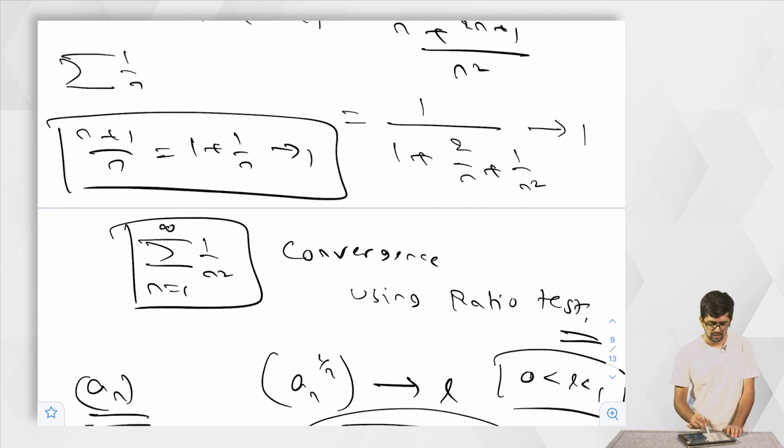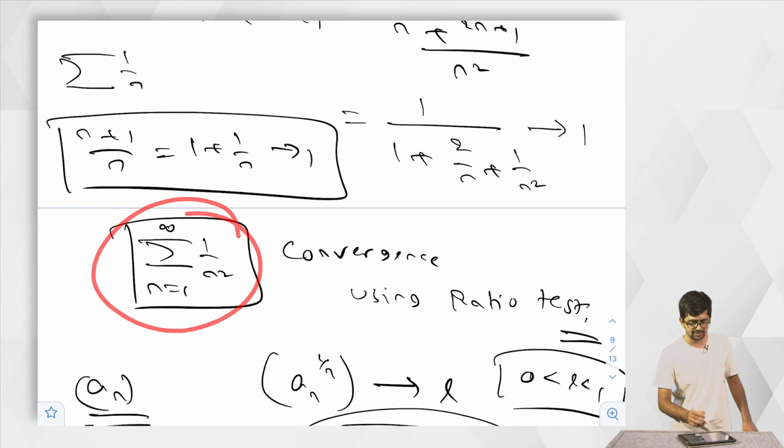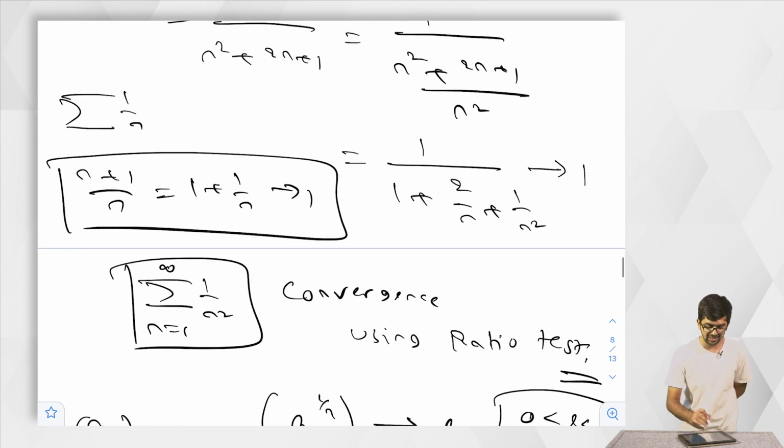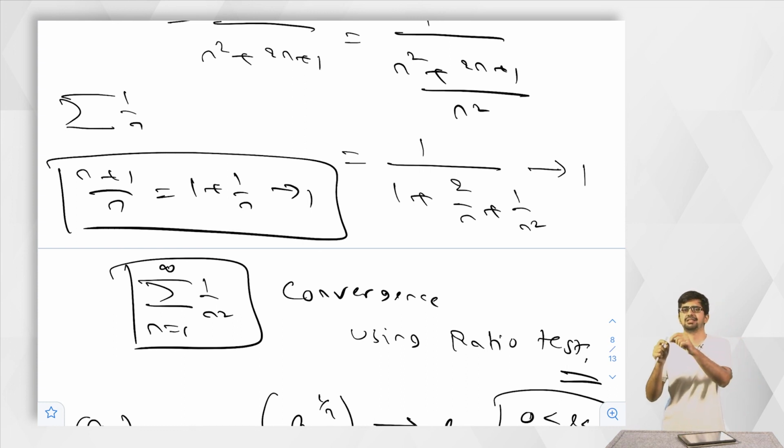For 1 by n square, the ratio test is saying that the corresponding limit of a_{n+1} by a_n is 1. For this also it is 1. So there are two series, one convergent and one divergent, such that the ratio test gives the same limit 1. So if the limit is 1, we cannot really conclude anything. Two things can happen.